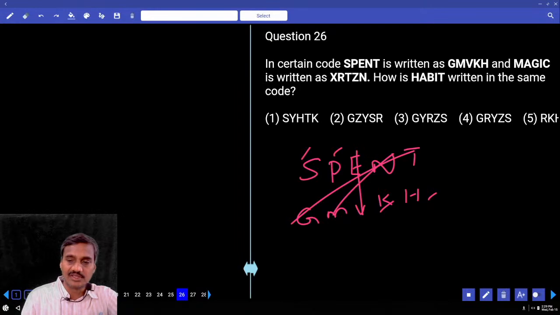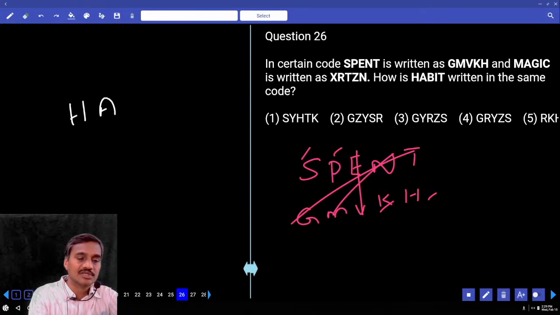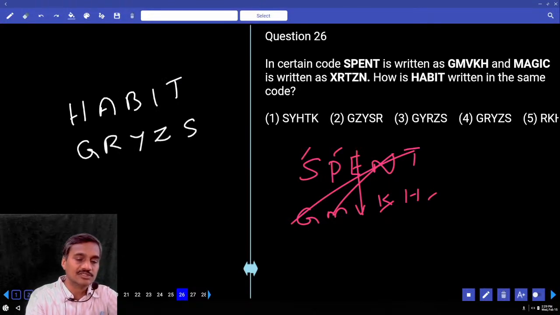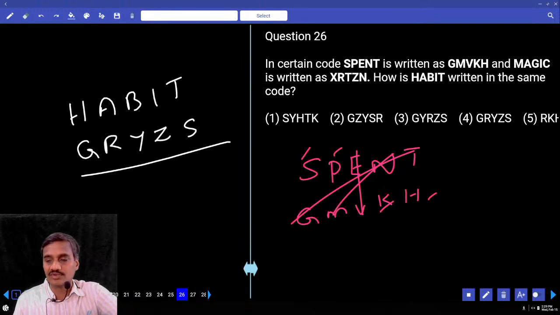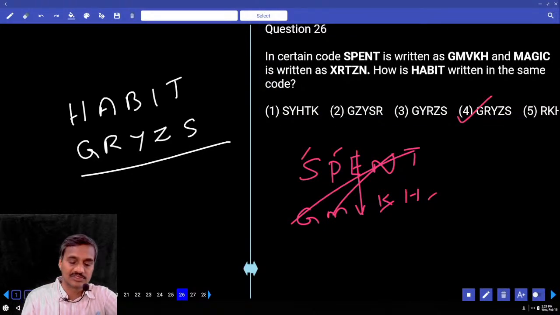And in the same way, how is the word habit coded? HABIT. For H it is S, A is Z, B is Y, I is R, T is G. GRYZS. GRYZS, choice for question number 26.